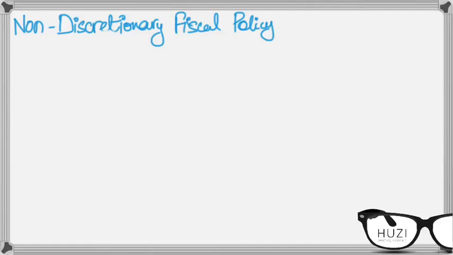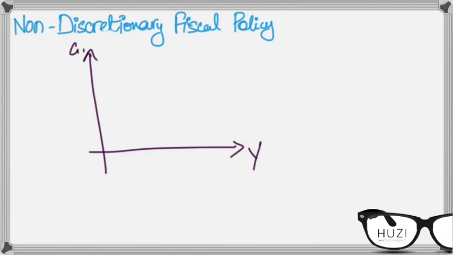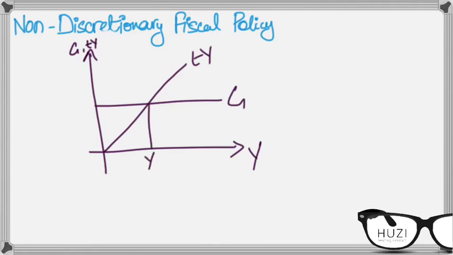So non-discretionary fiscal policy, also known as automatic and built-in stabilizers. First, let's sketch the government budget. On the x-axis, I have equilibrium income. On the y-axis, I have G and TY. The straight line is what government expenditure looks like, and if I draw the tax revenue, this is what it will look like, the amount paid in taxes. The point of intersection, let's call this Y1.